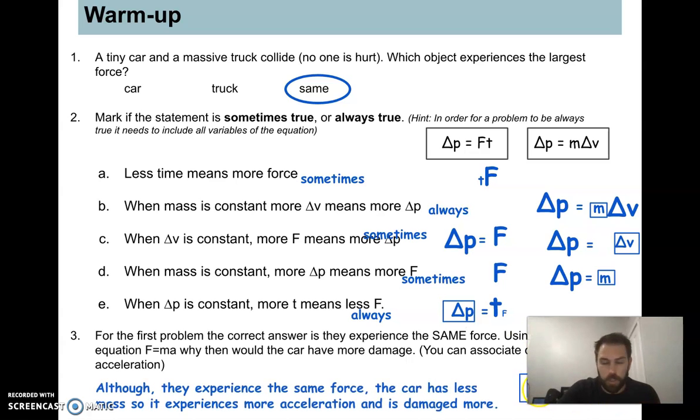So I could just draw it out visually. A lot of times, for me, that makes sense. And then once I draw it out, I just write it in a nice statement. Although they experience the same force, the car has less mass, so it experiences more acceleration and is damaged more.